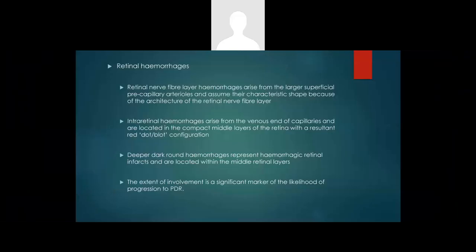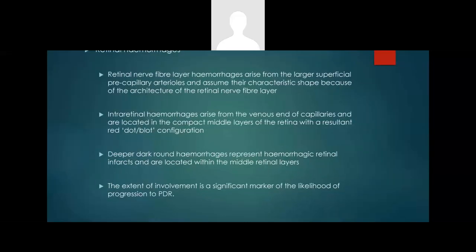And next, coming to the retinal hemorrhages. The retinal hemorrhages may occur in varying layers of the retina. First, in the retinal nerve fiber layer, the hemorrhages arise from large superficial precapillary arterioles, and they assume their characteristic shape because of the nerve fiber layer architecture.